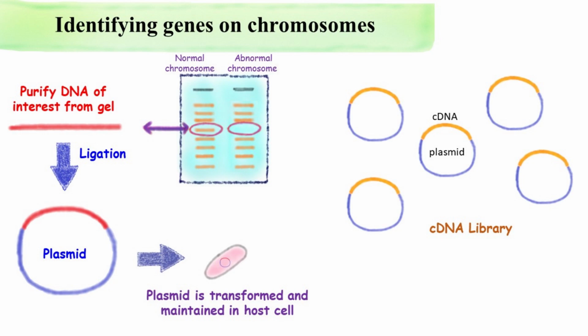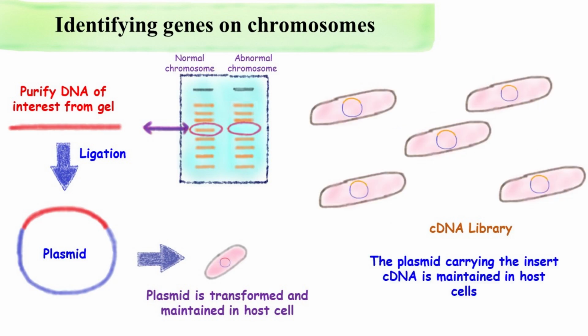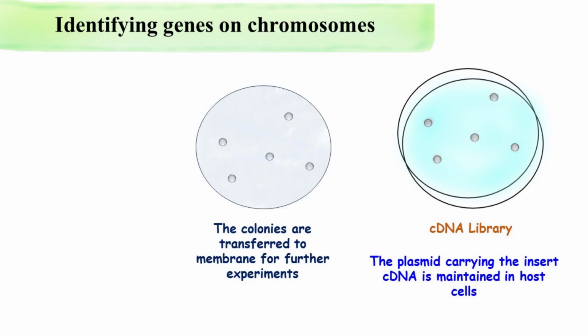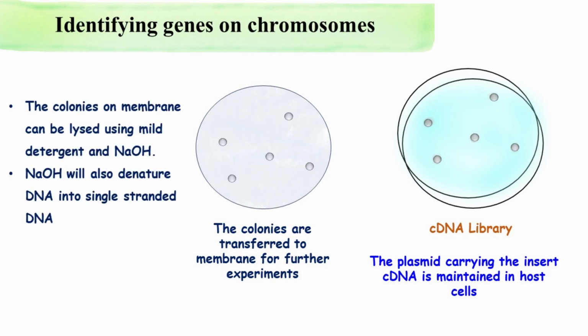Just like the plasmid is maintained in the host, the cDNA ligated into the plasmid is also maintained in the host. Each host will grow and form a colony. Once colonies are grown, they are transferred onto the membrane. Once colonies are transferred onto the membrane, they can be lysed using a detergent and sodium hydroxide. The presence of sodium hydroxide will also denature double-stranded DNA into single-stranded DNA.